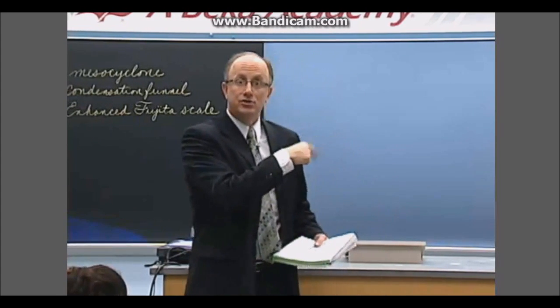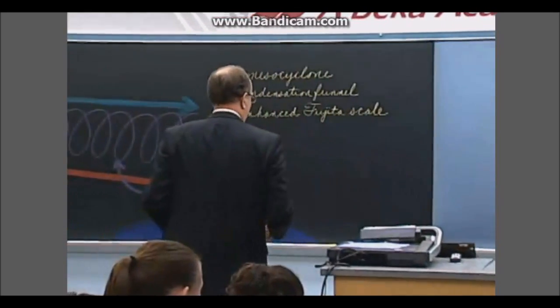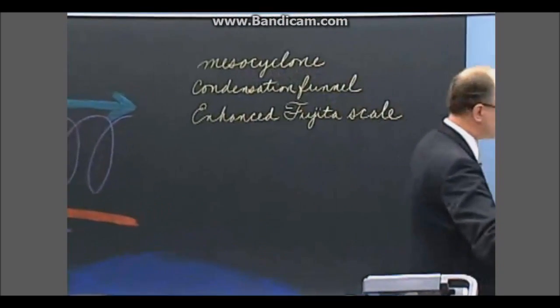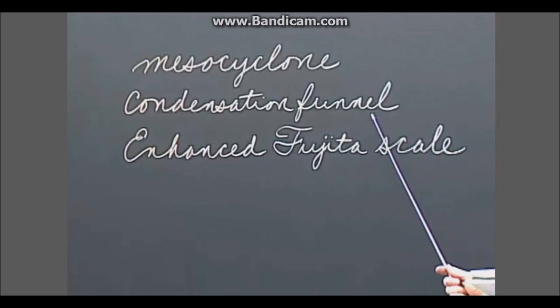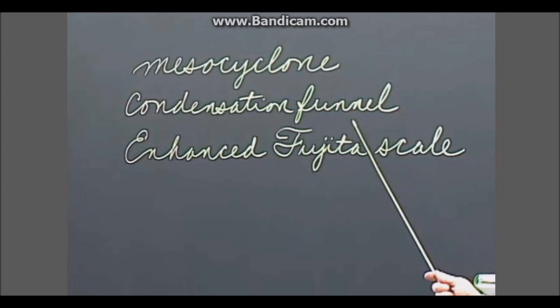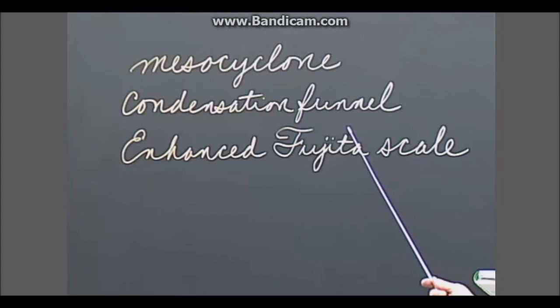So notice the next term now on the board. It's called a condensation funnel. This is simply the most distinctive visual feature of a tornado. You won't always see a condensation funnel.